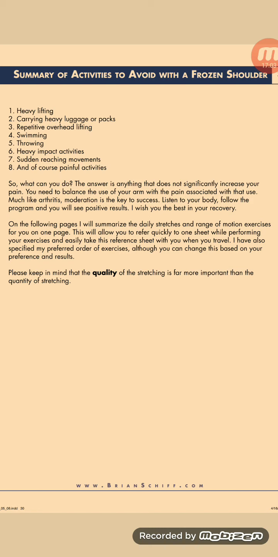In the following pages, I will summarize the daily stretches and range of motion exercises for you on one page. This will allow you to refer quickly to one sheet while performing your exercises and easily take this reference sheet with you when you travel. I have also specified my preferred order of exercises, although you can change this based on your preference and results. Please keep in mind that the quality of the stretching is far more important than the quantity of stretching.